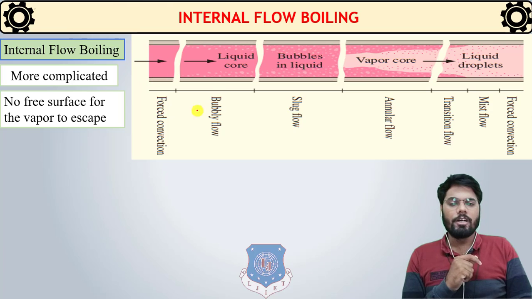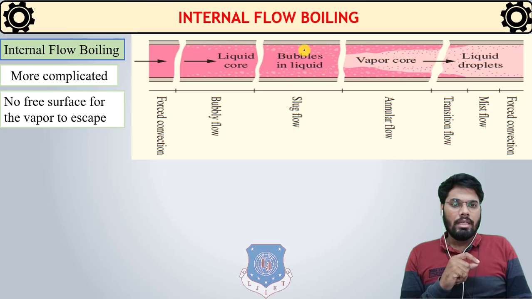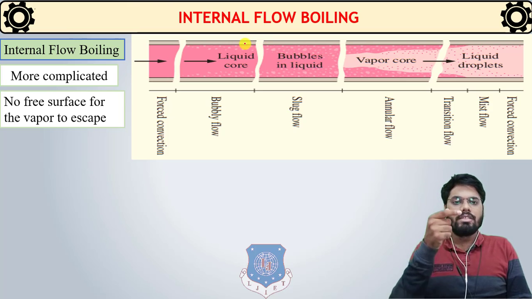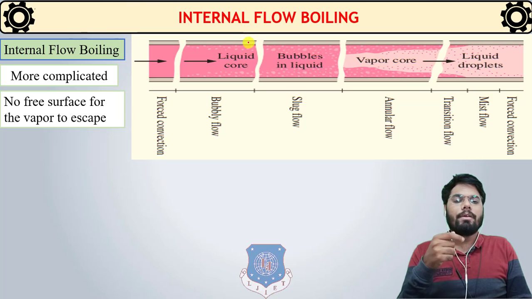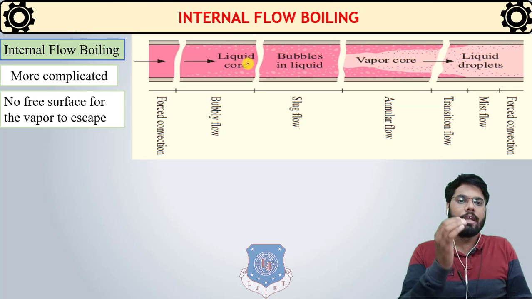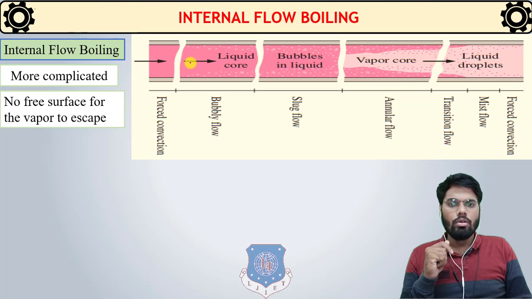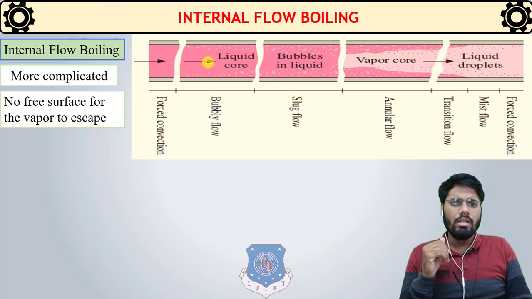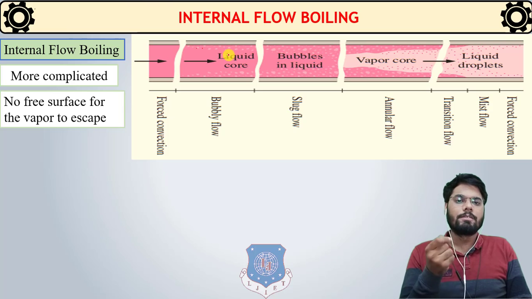As you can see in this figure, there is a flow of water inside the pipe. Here the temperature of the surface of the inner wall of the pipe is much higher than the saturation temperature of the water. So when water enters this pipe, at the starting point the temperature of the water rises. After some length, we can see from the figure that there are some bubbles near the surface of the wall.